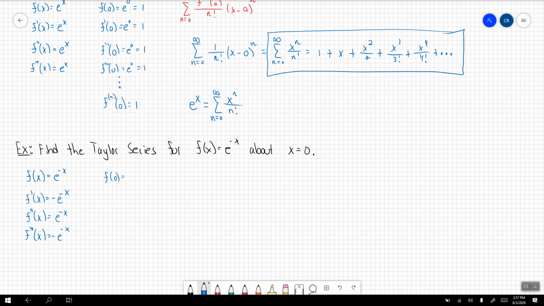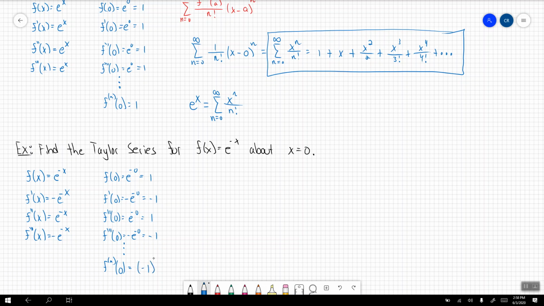Let's insert the x value that we're given, x is equal to 0. So this is going to be e to the power of negative 0, which is just 1. Next one is going to be negative e to the power of negative 0, which is just negative 1. F double prime at 0, e to the negative 0, is just 1. And then finally, third derivative, negative e to the power of negative 0, which is negative 1. So what can you see these constants doing? Well, these constants are alternating, which means, can we generalize this feature? Sure. These constants are just alternating between 1, negative 1, 1, negative 1.